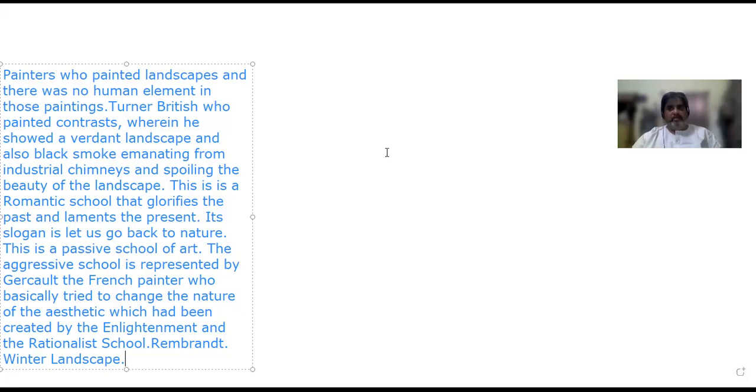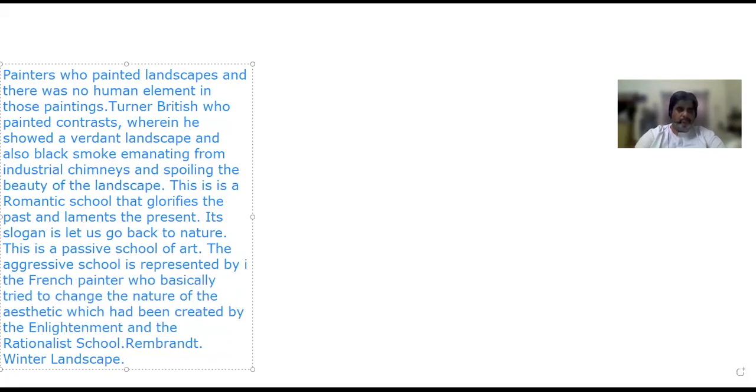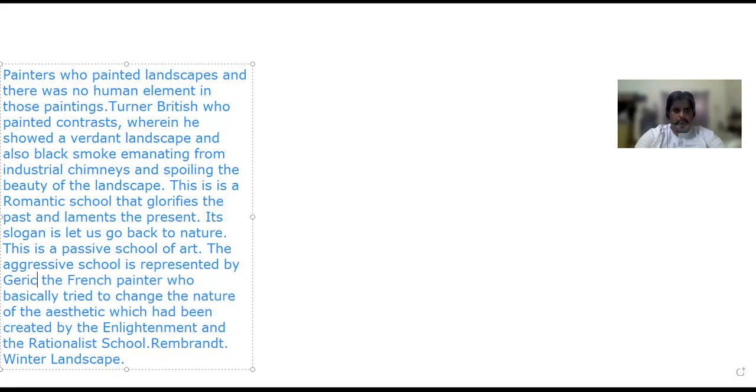There's no symmetry. The Renaissance and the rationalist civilizations, they show symmetry. Beauty is in symmetry. Now, that is the aesthetic. So he was trying to change that aesthetic. And at one point he felt that was not enough.